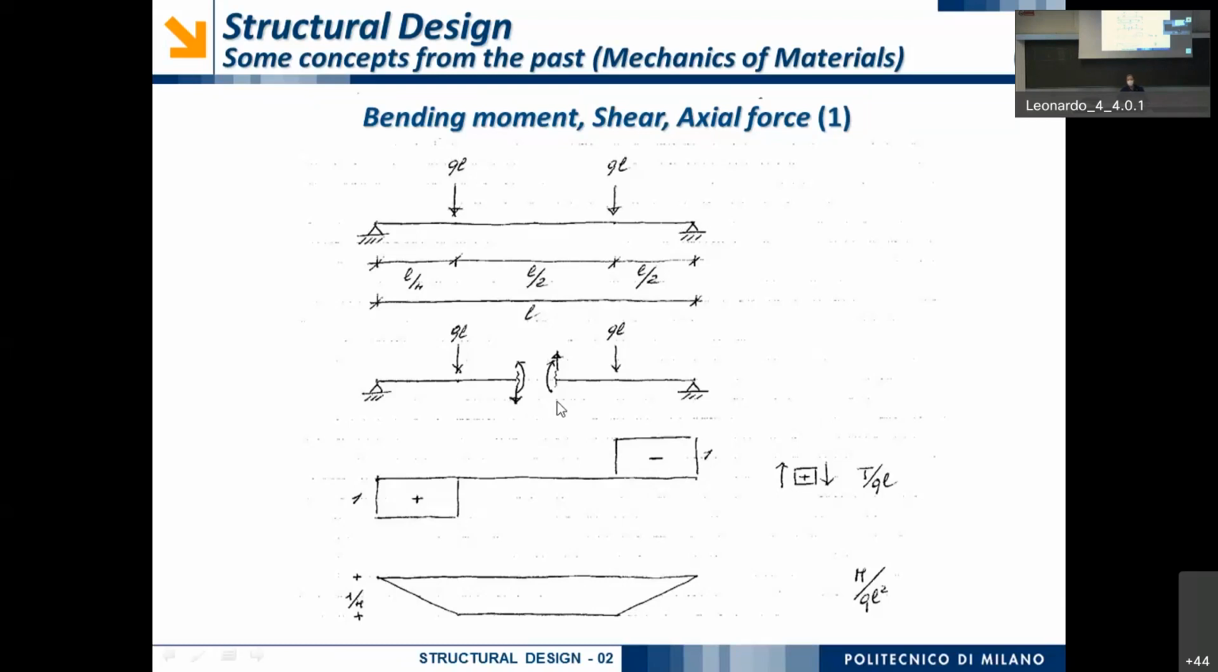Similarly, since the derivative of the bending moment is the shear, it means that when the shear is constant, the bending moment is linear.